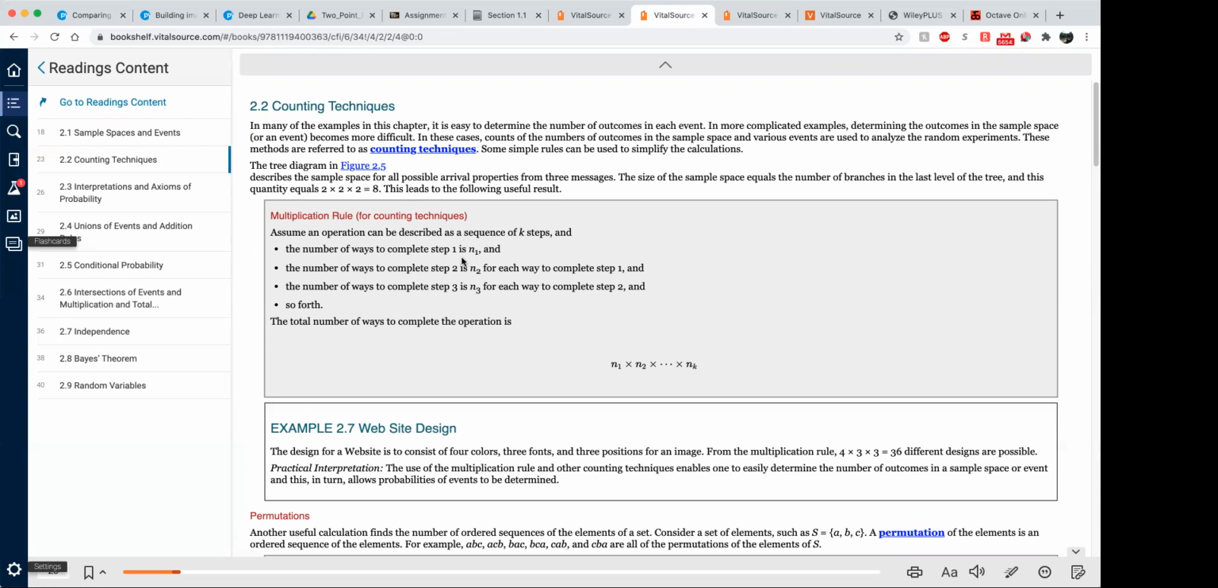In a classroom there are 30 students, and we're going to elect one president, one vice president, and one secretary. We want to figure out the total possible outcomes. How many outcomes are in that sample space? This is complicated, right? First of all, we start with the multiplication rule for counting. Assume an operation can be described as a sequence of k steps, and the number of ways to complete step 1 is n1, step 2 is n2, and step 3 is n3. For each way to complete step 2 and so forth, we get the total number of ways to complete the operation.